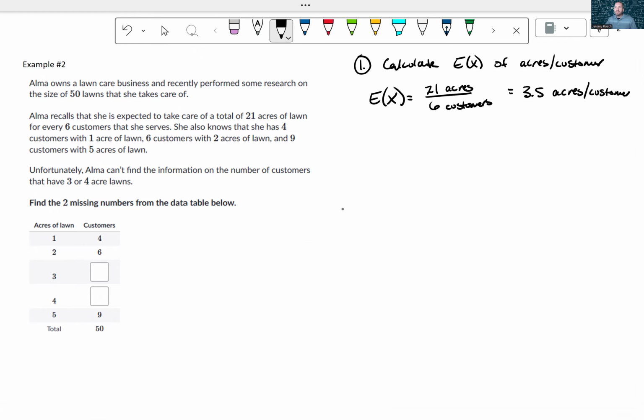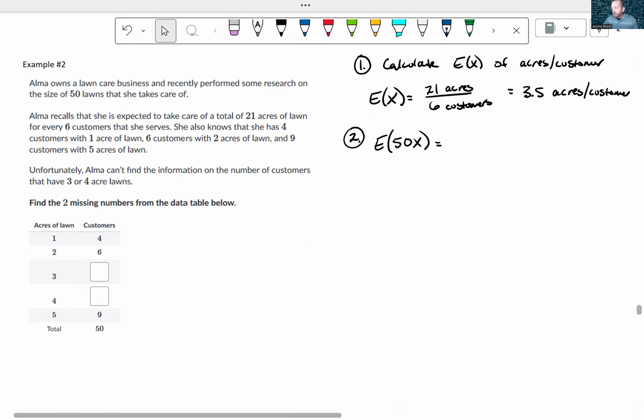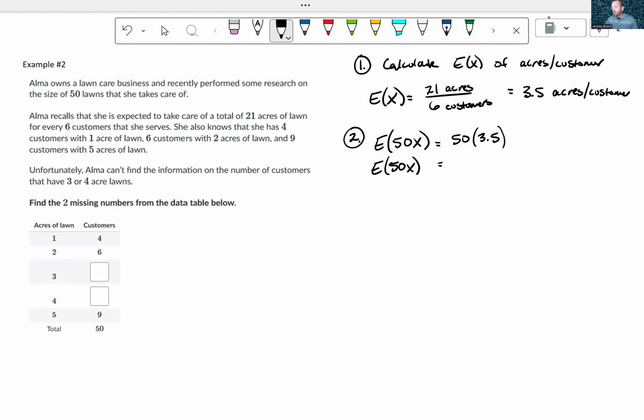Next, we want to find the expected acres for 50 customers. Very similar to what we did in the last problem with the person that threw the frisbee 50 times. We're going to find the expected value for 50 customers. And the reason we're finding it for 50 customers is we know that that's our total customers. So now we're just going to write this as 50 times 3.5. I'm going to write the units for this just so it makes a little bit more sense about what our equations are representing in terms of units.